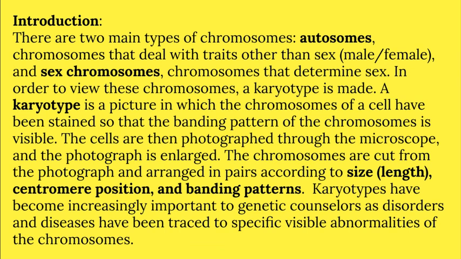Introduction. There are two main types of chromosomes: autosomes, chromosomes that deal with traits other than sex, male or female, and sex chromosomes, chromosomes that determine sex. In order to view these chromosomes, a karyotype is made. A karyotype is a picture in which the chromosomes of a cell have been stained so that the banding pattern of the chromosomes is visible. The cells are then photographed through the microscope, and the photograph is enlarged. The chromosomes are cut from the photograph and arranged in pairs according to size, length, centromere position, and banding patterns.